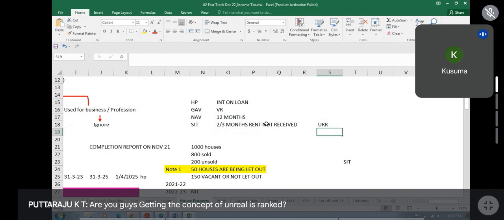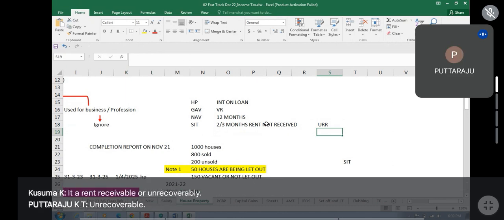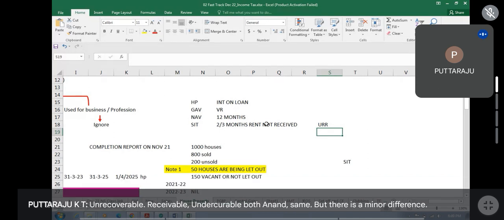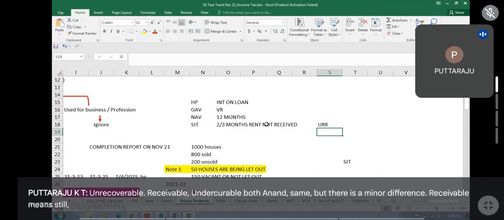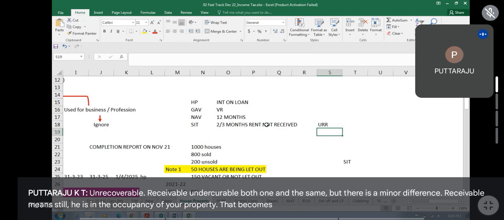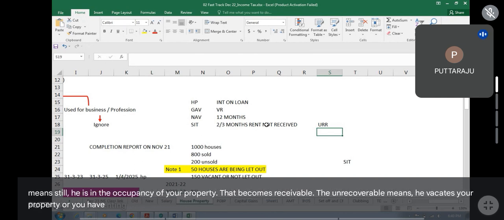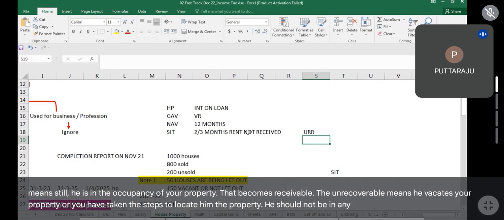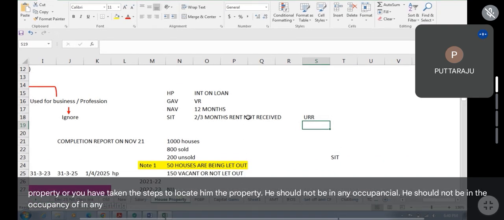Sir, is it rent receivable or rent unrecoverable, sir? Unrecoverable. Receivable and unrecoverable are both one and the same, but there is a minute difference. Receivable means he is still in occupancy of your property. That becomes receivable. Unrecoverable means he vacates your property or you have taken steps to vacate him from the property. He should not be in occupancy of any of your properties.